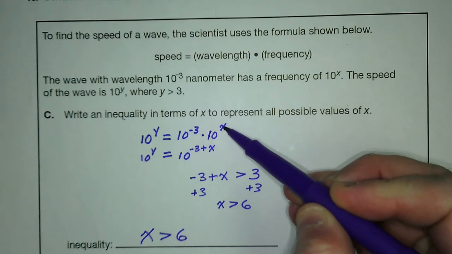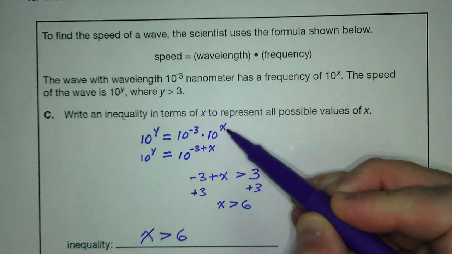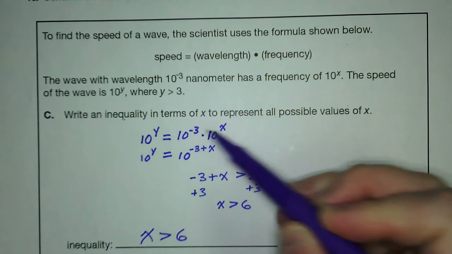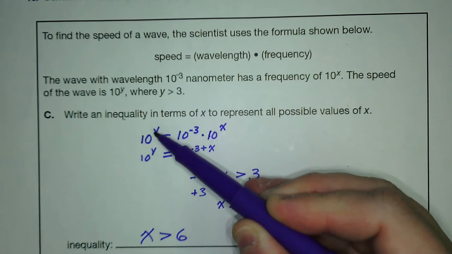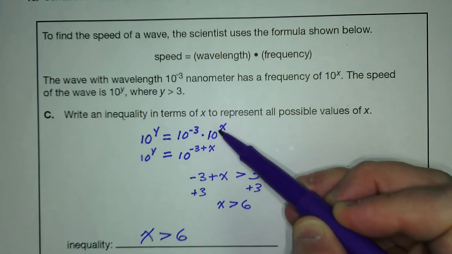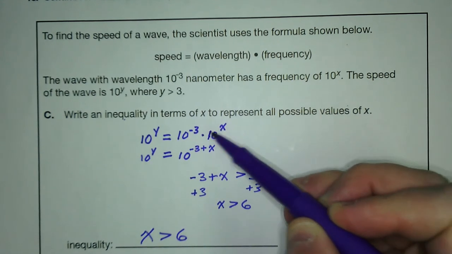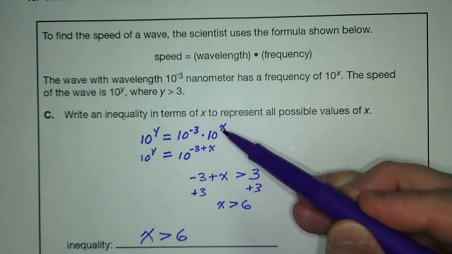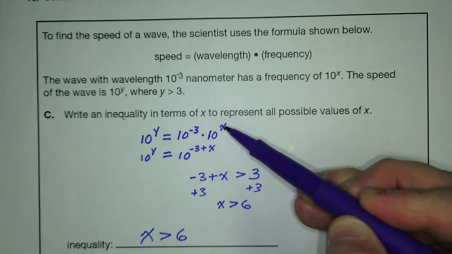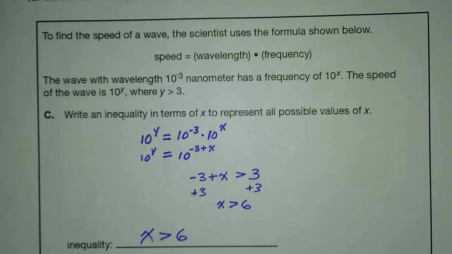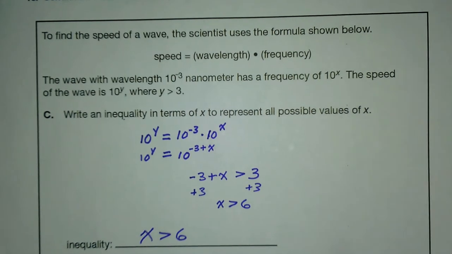If y, so you think back to this line right here. If this formula was true, that 10 to the y, the speed, is going to equal the wavelength times the frequency, and if y was going to have to be greater than 3, wouldn't x have to be greater than 6? So there it is. There's my final answer, an inequality that is in terms of x.